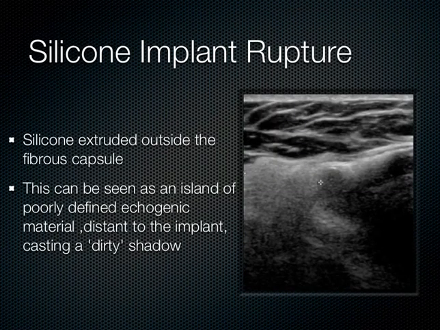Now, when you do have rupture, what happens is the silicone, if it's a silicone implant, extrudes, and you can see it outside. Here's this fibrous capsule coming along here, and then we see it sort of outside. This is described here as poorly defined echogenic material distant to the implant with a dirty shadow, or difficult to demarcate shadow. This is a sign of silicone implant rupture. If it's a saline implant rupture, it just looks like anechoic, free fluid seen in different tissue layers.